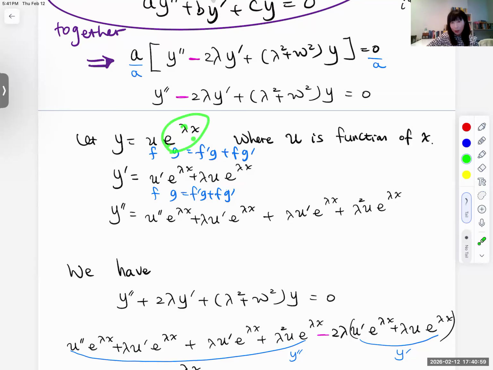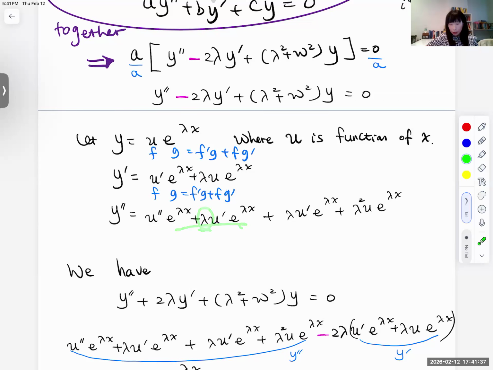So e to the lambda x, and lambda is a constant, so times lambda, right? That's how they got it. Okay, now the second prime. Product rule again, term by term. So we have u second prime, and keep g, plus f, u prime, then g prime, e to the lambda x times the lambda, right? So that's how they got it here.